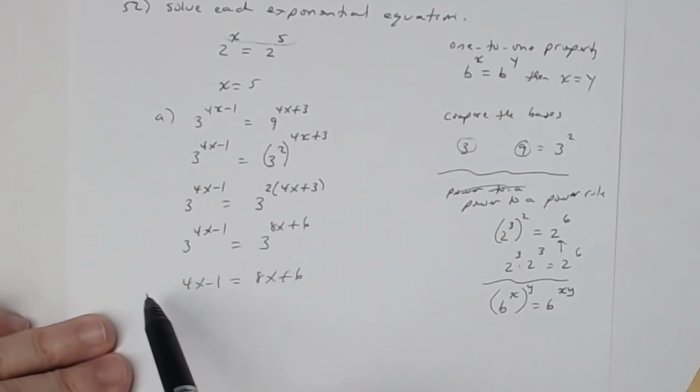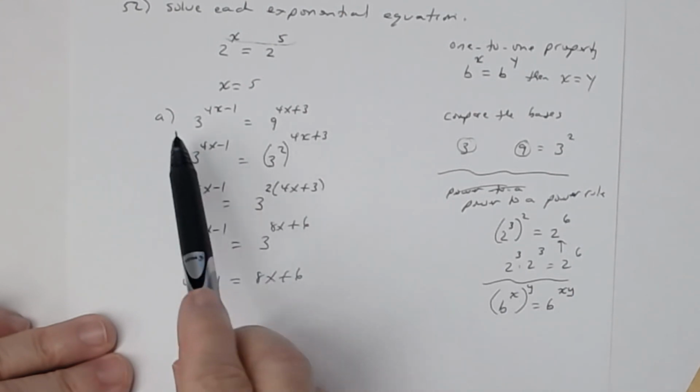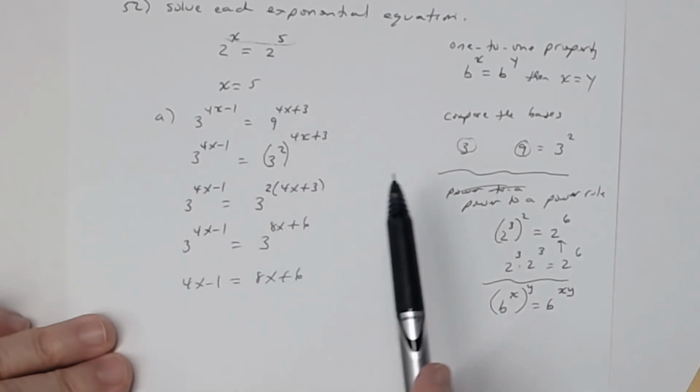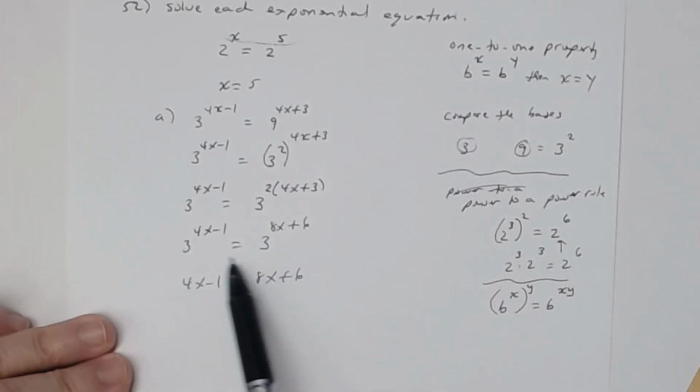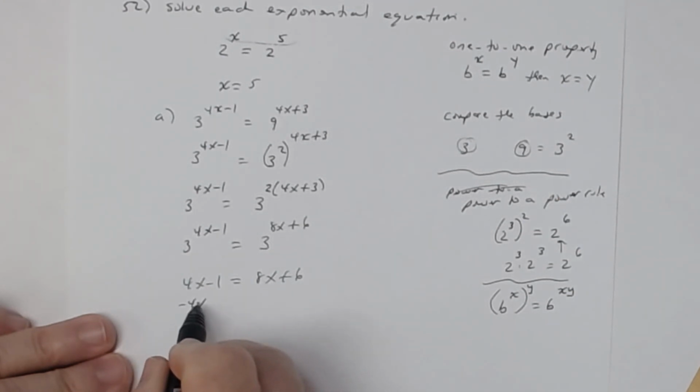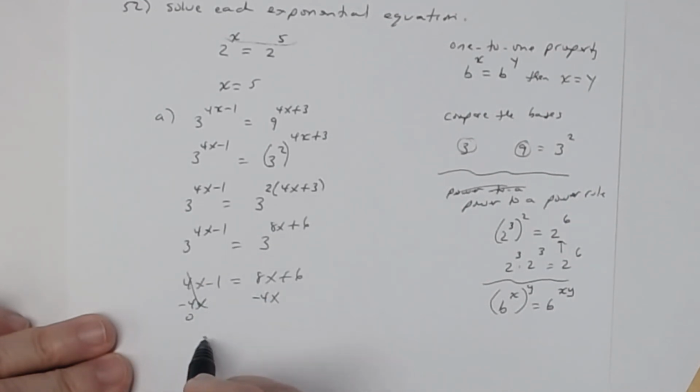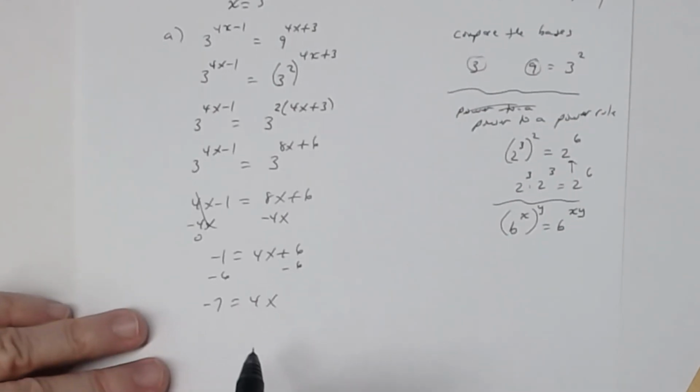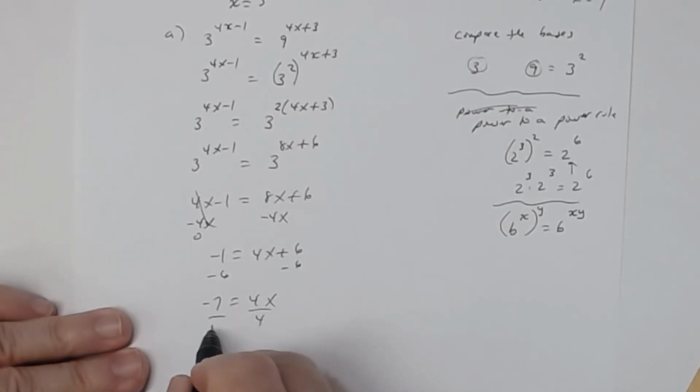So now we're going to solve this linear equation. To solve this exponential equation using the one-to-one property, I'm going to end up solving a linear equation. Subtracting 4x from both sides, I get negative 1 is equal to 4x plus 6. Subtract 6, I get negative 7 equals 4x. And then dividing both sides by 4, the value of x is going to be negative 7 fourths. And so there's your solution.